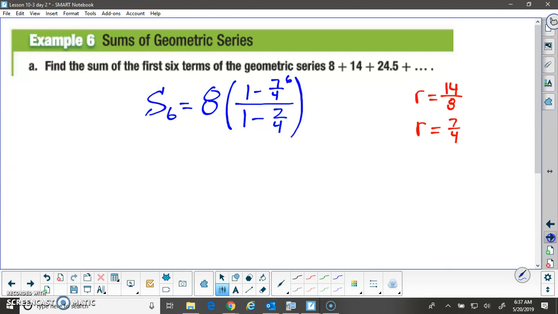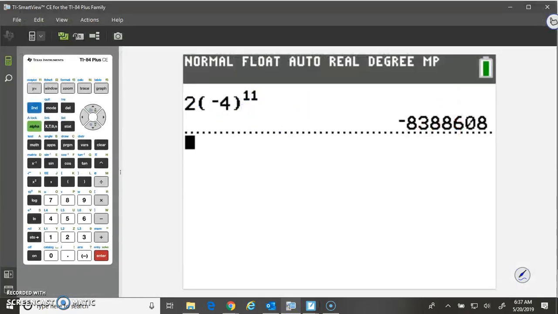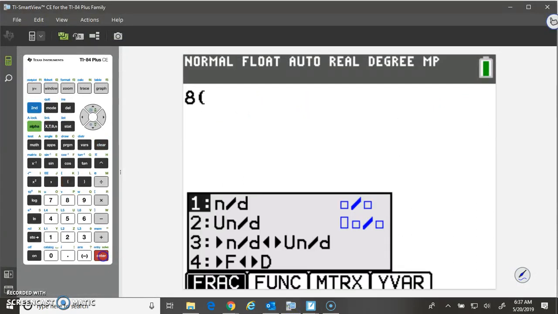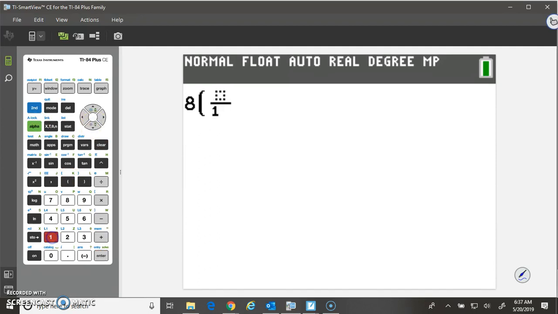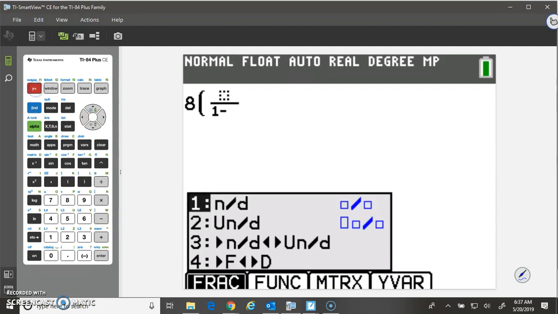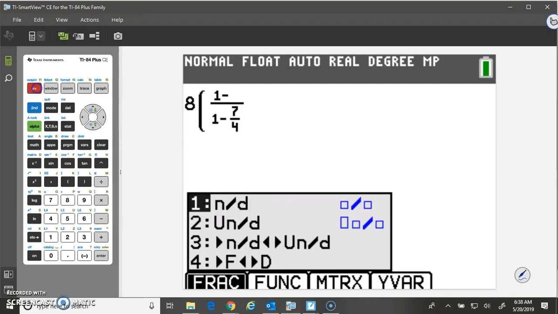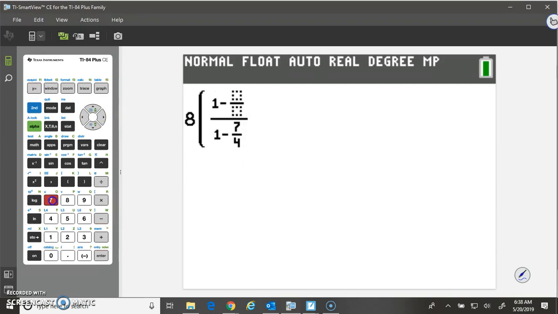So now if I go to my calculator and enter that, one minus 7/4 on the bottom. On the top, we get 1 minus 7/4, and that has to be raised to the 6th.